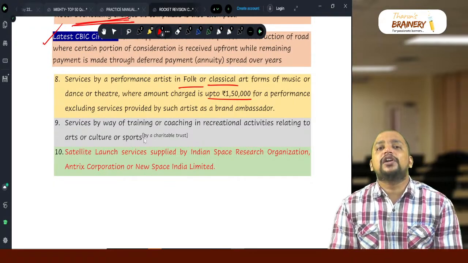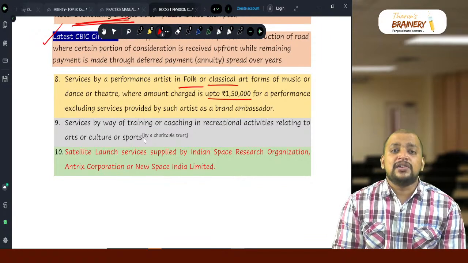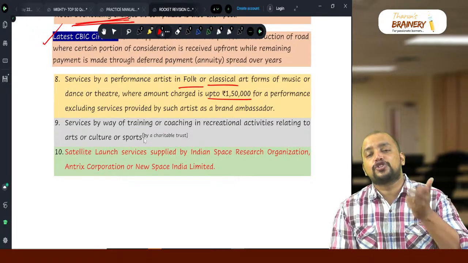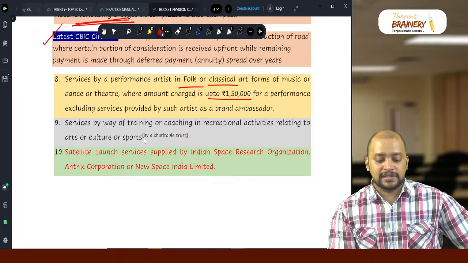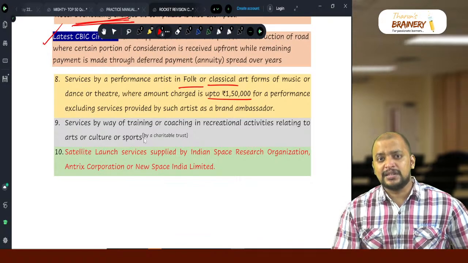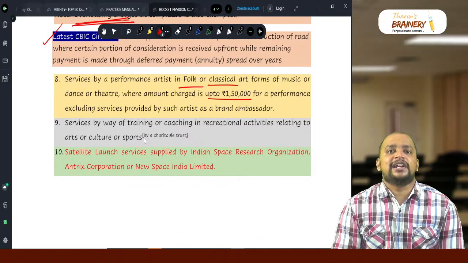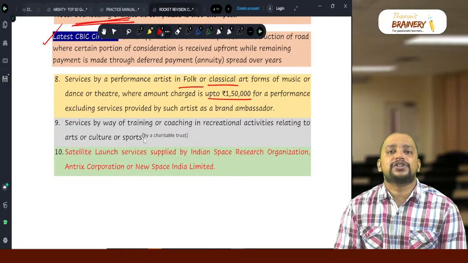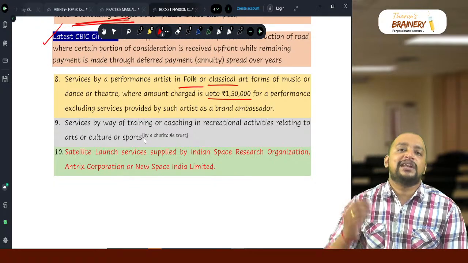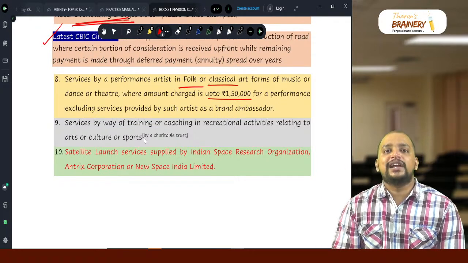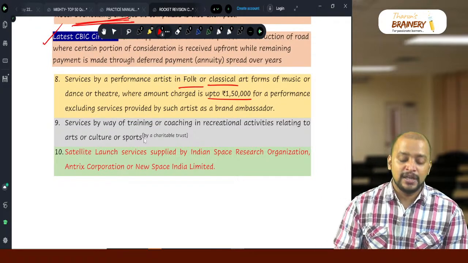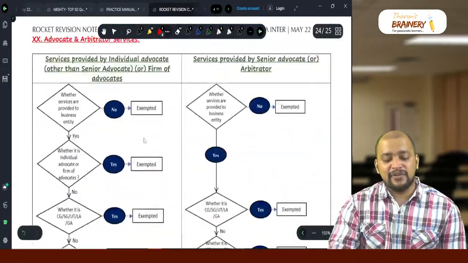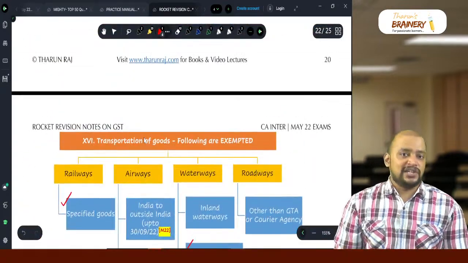So this 9th point already we discussed, training in recreational activities relating to arts, culture, sports, but the sport should be registered as a charitable trust. Then satellite launch services. Satellite launch services is provided by Indian Space Research Organization ISRO or Antrix Corporation or New Space India Limited. Whatever money that they are collecting for providing this satellite launch service is exempted. So apart from this, there is no satellite launch services. So these are the various exemptions that we have in GST.